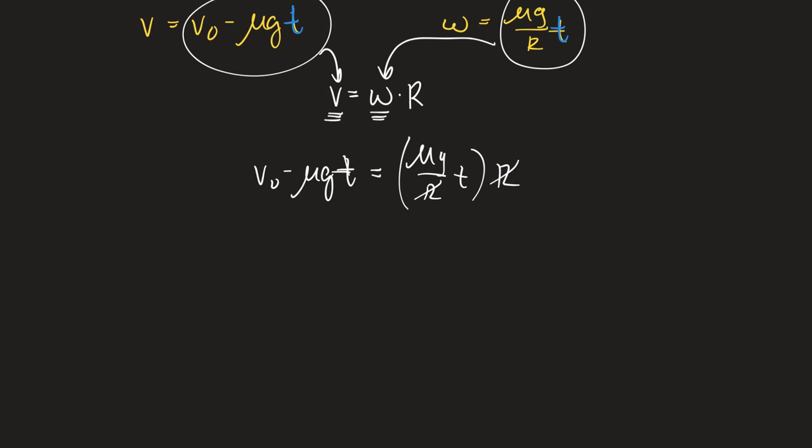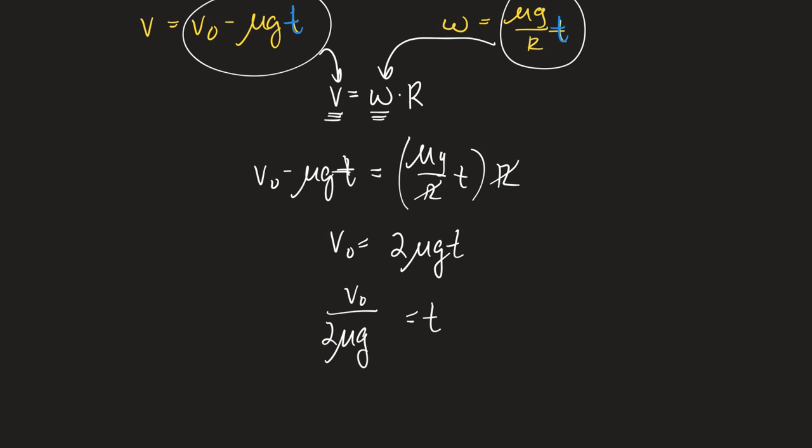Cancel the R's here, and I get V naught equals 2 mu g t on that side. And when I solve this for t, I get V naught divided by 2 mu g. This is how long it takes until the system is rolling.